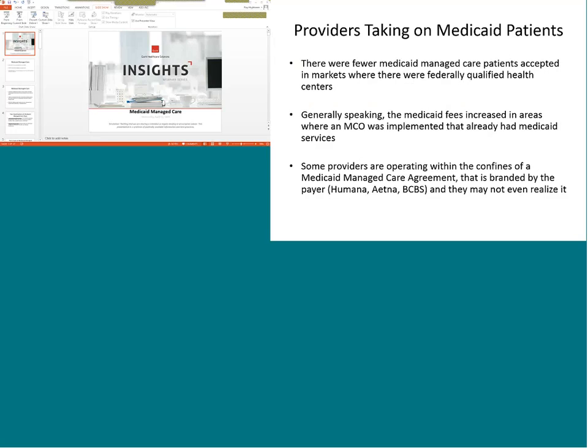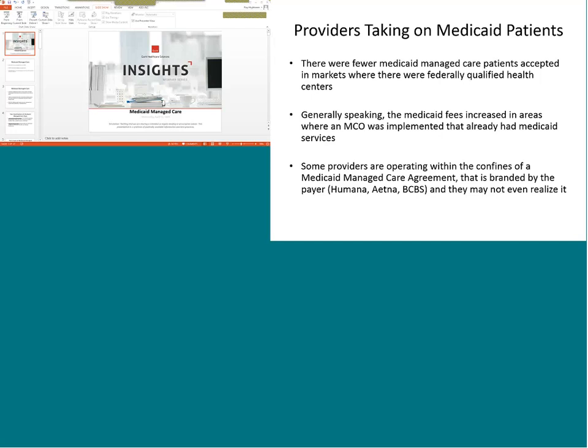There are fewer Medicaid managed care patients accepted in markets where there were federally qualified health centers. More of the rural areas were less likely to take the Medicaid managed care plan, which is kind of strange considering it is for the poor people. But that just says, to me, that the insurers that are associated with these care plans aren't really targeting that demographic.